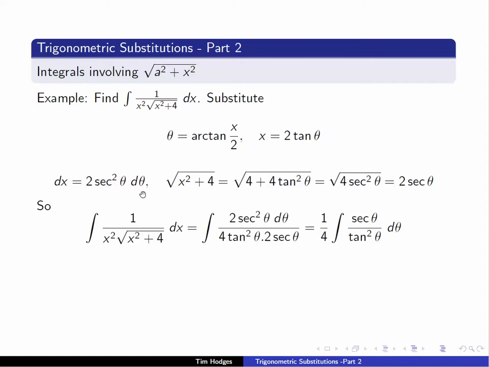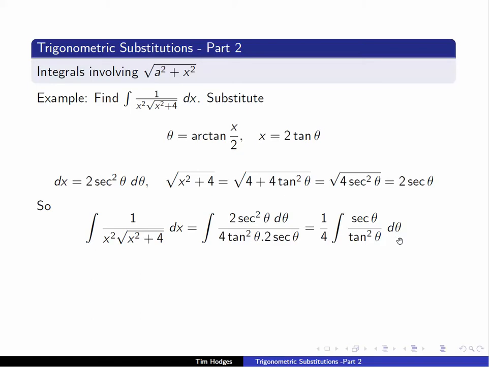So what happens when we put all this in? Well, we substitute in for dx, 2 secant squared theta d theta. That's the term on the top here now. And on the bottom, the x squared is 2 tan theta squared, so that's 4 tan squared theta. And this term, as we just observed, is 2 secant theta. So we can cancel one of these secants out and the 2 out, and that leaves us 1/4 the integral of secant theta over tan squared theta.